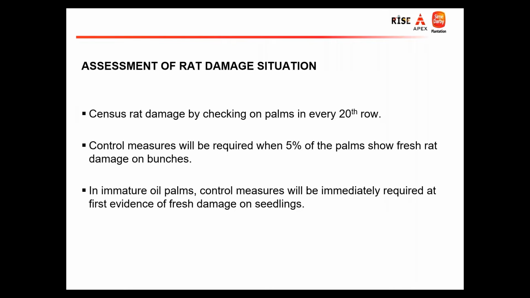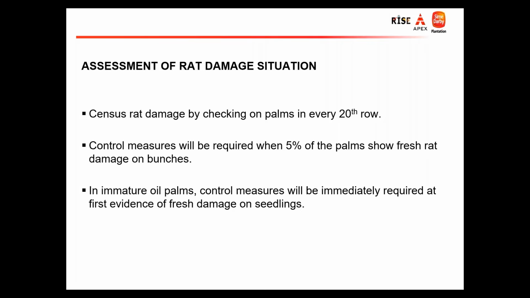Okay, the quantitative assessment of rat damage involves doing censuses. By checking palms in every 20th row, or you can even do every 10th row, it gives you a 10% census of the area. But I think 5% of the area is good enough. Some find even 5% difficult, too much to do.